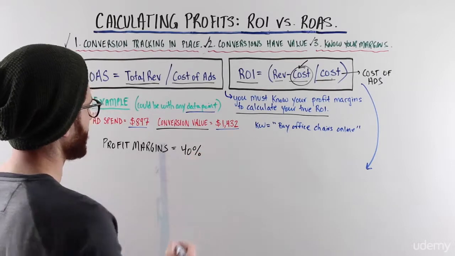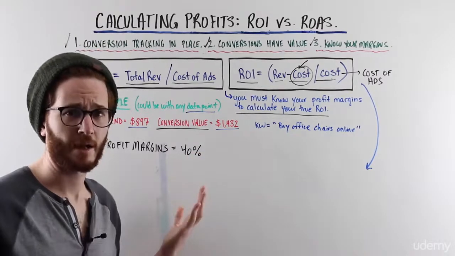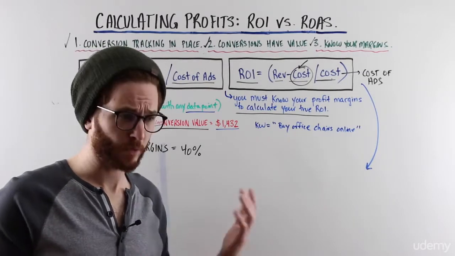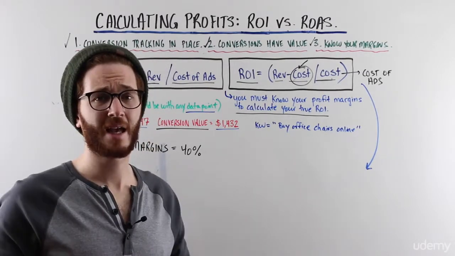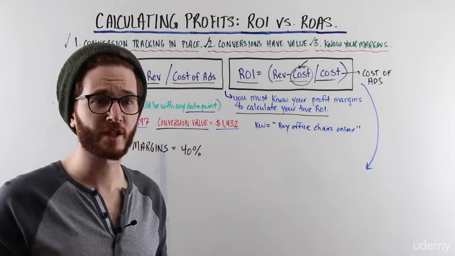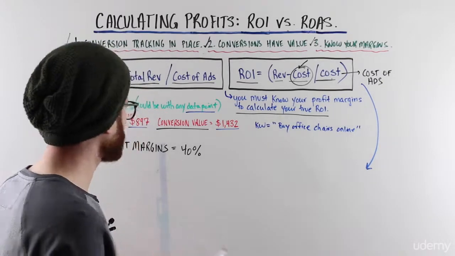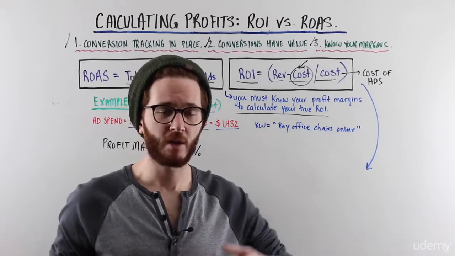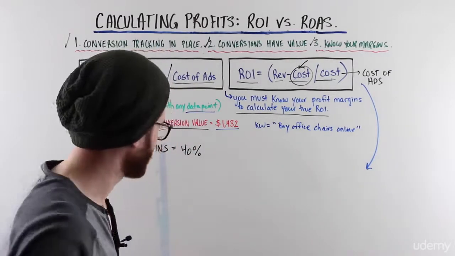So our profit margins are 40%. And you don't need to have run an AdWords account to know this. This is something you could determine well before you run your AdWords account. I know that if I sell a product or a good or a service for $100 and my profit margins are 40%, that means I've made $40. It's very straightforward. It's very simple.